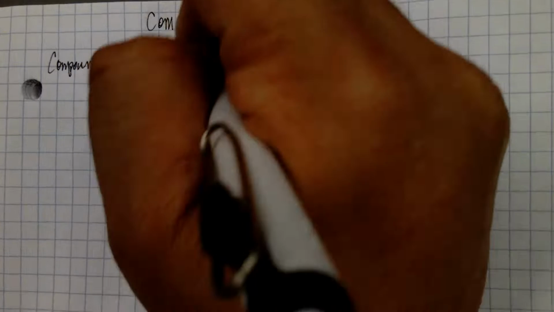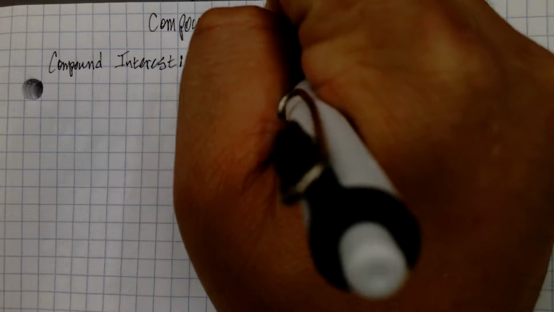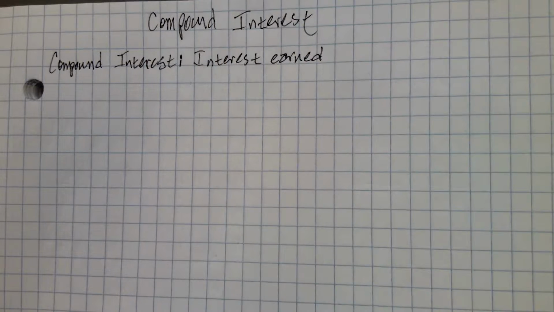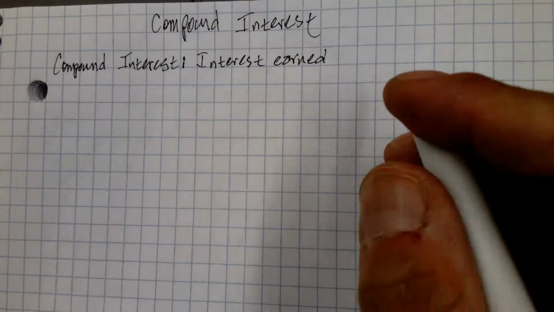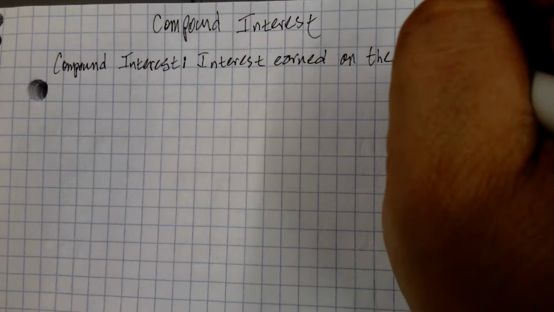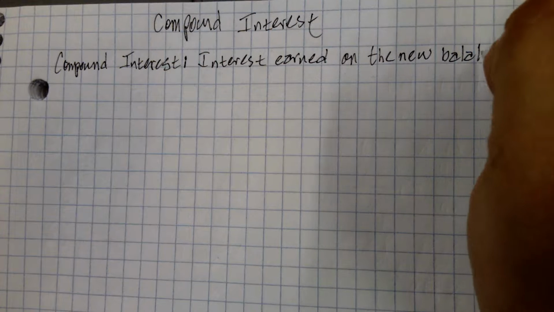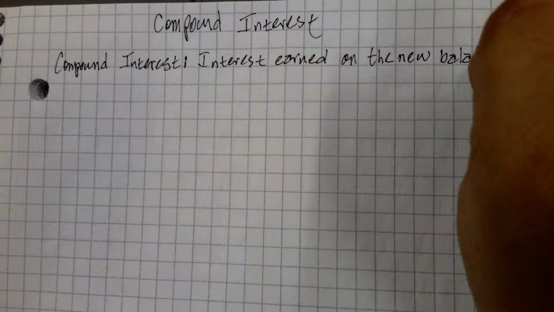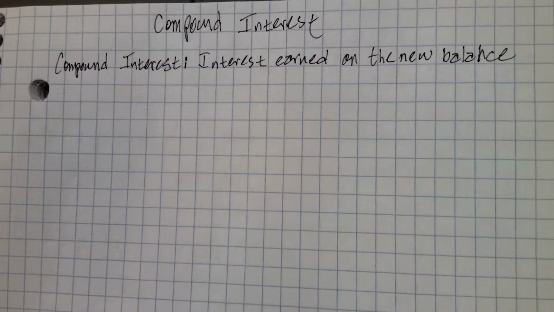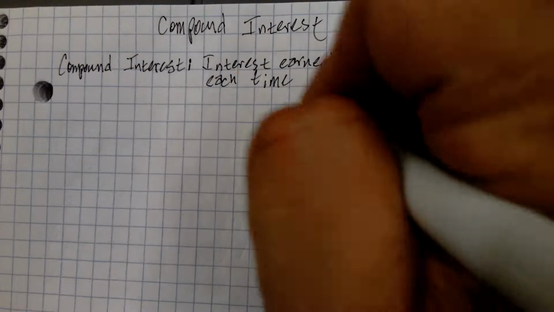Compound interest is interest earned on the new balance each time interest is calculated.